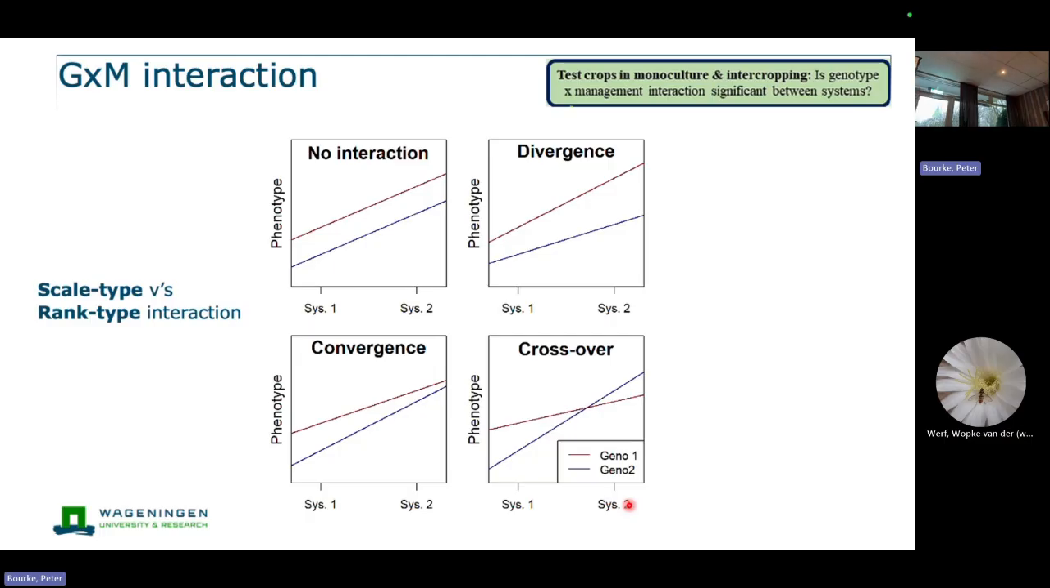And breeders are usually much more worried about these rank type interactions because ranking is what a breeder essentially wants to do. They want to say, well, I've got 100, 200 lines here, and I want to be able to rank them from very good to not so good. If these rank type interactions happen across systems, across environments, but in this case, across management cropping systems, well, then it means that they're not able to predict performance across if they're just using their monoculture plots for an intercrop. So indeed, there is an important difference here.